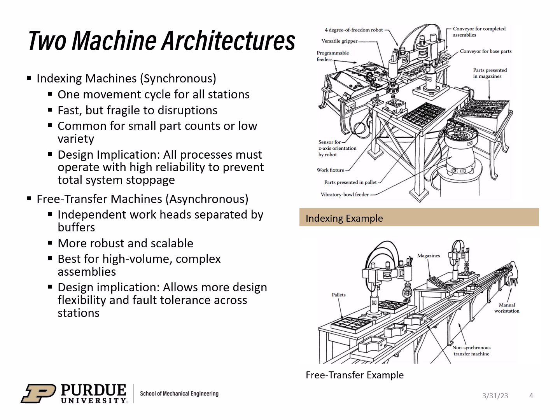A key consideration for the different architectures is fault tolerance. With indexing systems, your design needs near zero probability of jamming or rejection. With free transfer, you can design stations to rework or reject parts locally. This enables more complex products with imperfect part streams.